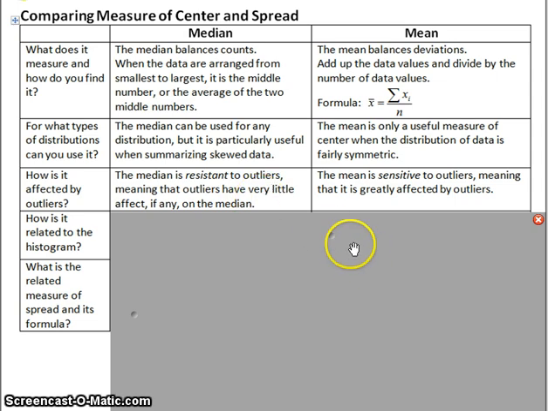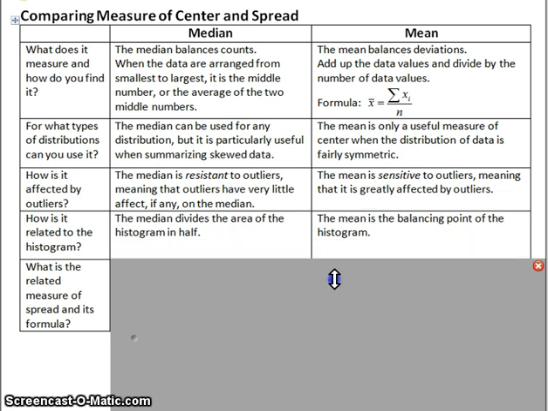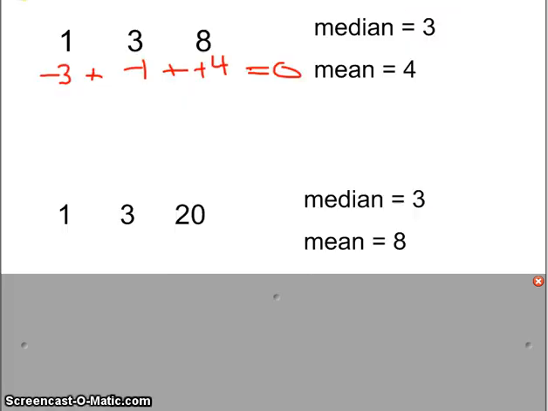How are the mean and the median related to the histogram? The median divides the area of the histogram in half, whereas the mean is the balancing point of the histogram. And I think it would be helpful if I showed you an example of that.